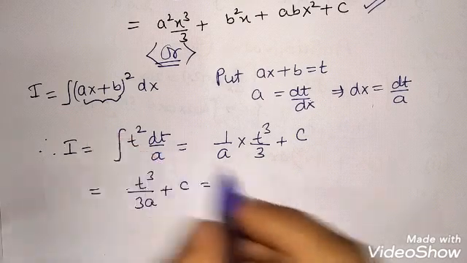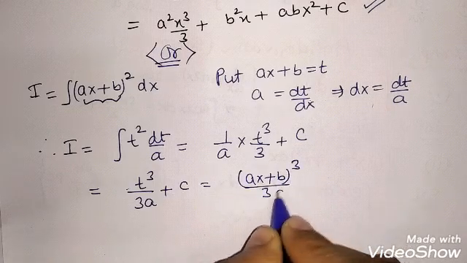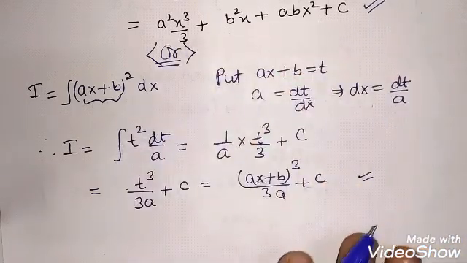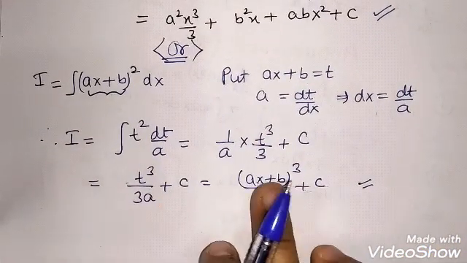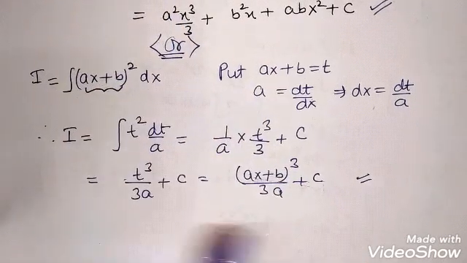What is the value of t cube? This is (ax + b) whole cube upon 3a + c. On solving this particular thing, you are going to get this. While solving this, (a + b) whole cube is a cube plus b cube plus 3ab(a + b). You are going to get this. Okay, this is the second method.